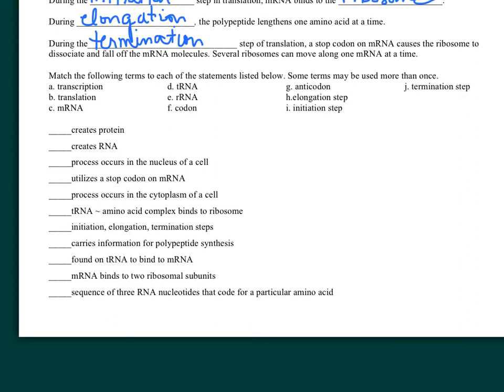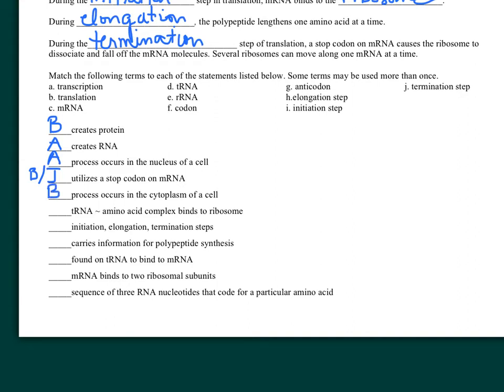The process listed above that creates protein is translation. That creates RNA is transcription. It occurs inside the nucleus, that's transcription again. Utilizes a stop codon on mRNA. Well, that's specifically translation, but what part of translation? J, the termination step. The process occurs in the cytoplasm of the cell. That's going to be translation.